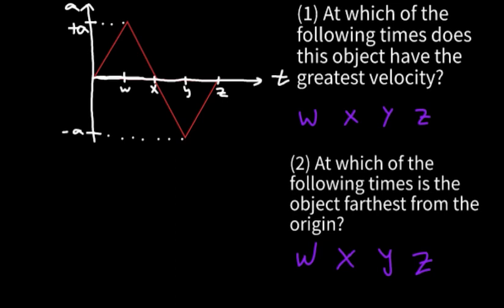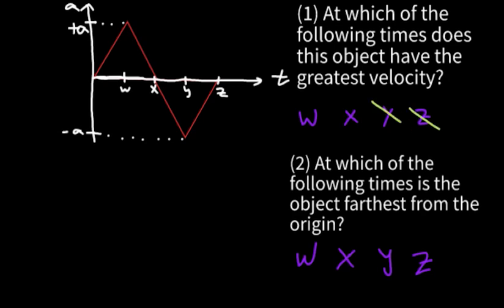This will be our last practice problem for this video, and it's a little bit trickier. We want to know at which of the following times does this object have the greatest velocity, and we're looking at an acceleration versus time graph. Most people are immediately tempted to pick W because you have a positive acceleration, and then after that it decreases and then it's negative, so the greatest velocity can't be below this axis, and you're right, Y and Z are not candidates.